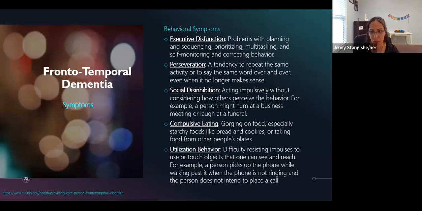Another symptom is compulsive eating, gorging on food, especially starchy food like bread and cookies, or taking food from other people's plates. Utilization behavior. So this is difficulty resisting impulses to use or touch objects that one can see and reach. So an example would be a person picking up a phone while walking past it when the phone's not ringing and they don't intend to place a call. Okay, it's just because it's within their reach, they're going to want to grab for it.